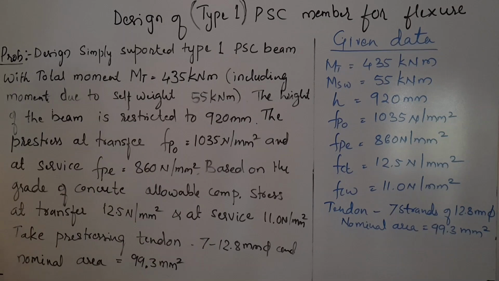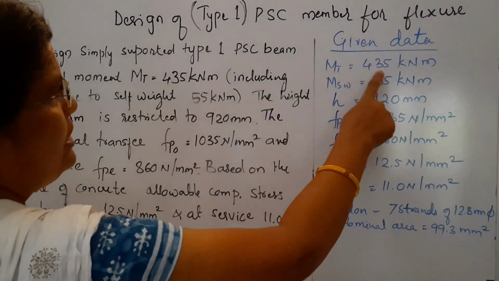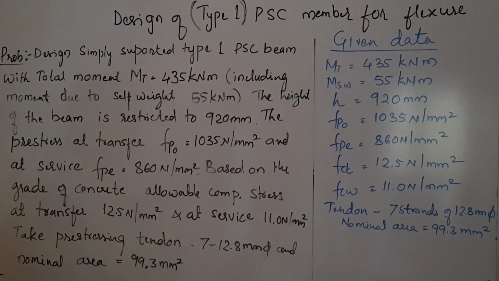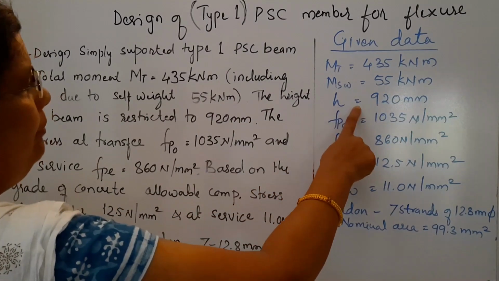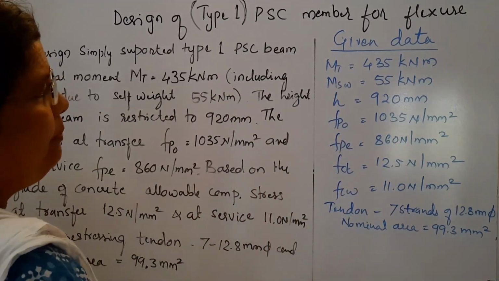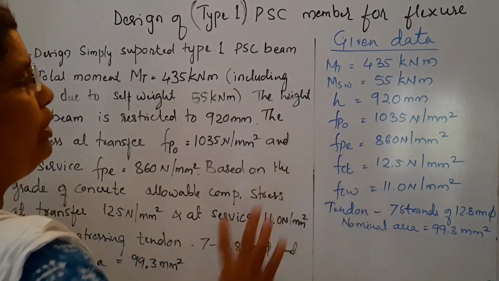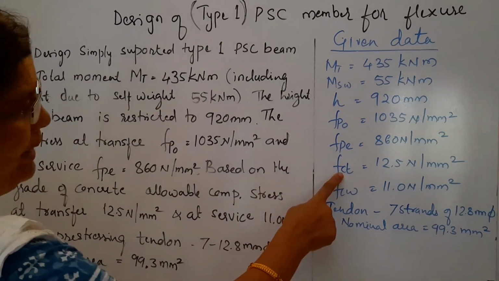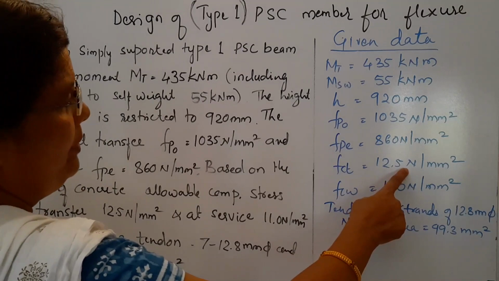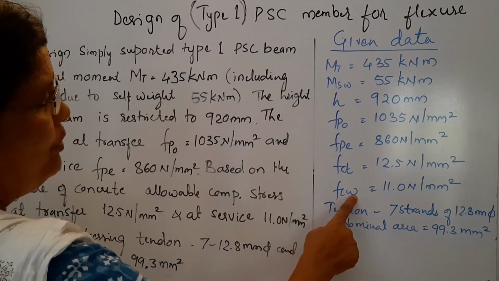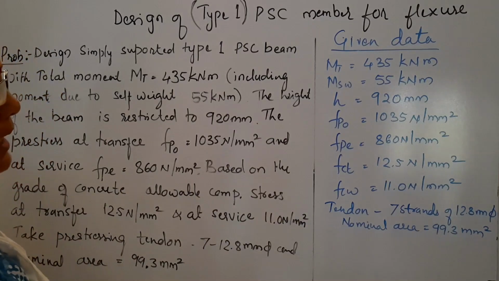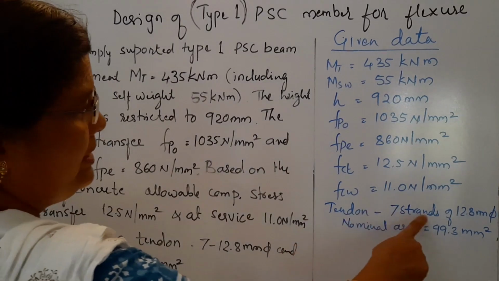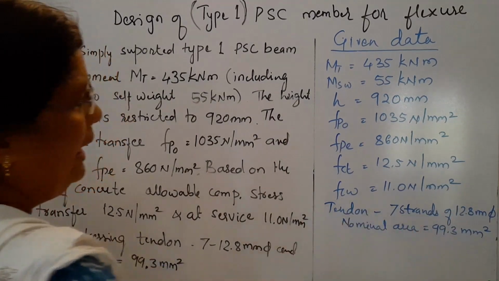All these are given here. If you write the given data, MT is the total moment, and MSW, the self weight moment, generally we take as MG, is equal to 55 kilonewton-meter. The height of the member is given here. FPO is the initial pre-stress 1035, and FPE is the effective pre-stress after all losses at service load. FCT is the compressive stress at transfer, 12.5 Newton per millimeter square, and this is the compressive stress at working. Always the allowable compressive stress at transfer will be more, since it is temporary compared to the working condition. The tendon is 7 strands of 12.8 millimeter, and the nominal area is 99.3.